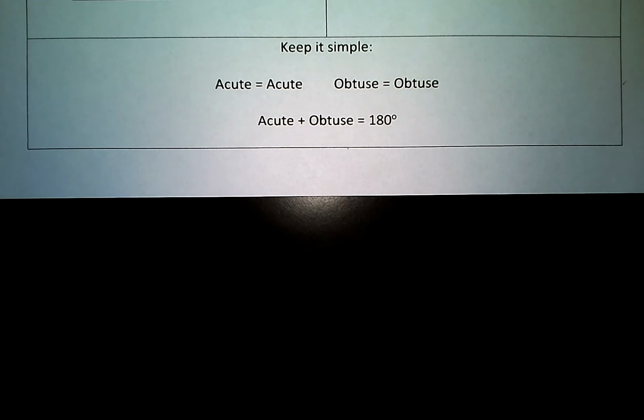To wrap it up, try to keep things simple. If there are two acute angles, they are equal to each other. If you're comparing two obtuse angles, they are also equal to each other. And if you're comparing one acute and one obtuse angle, they will have a sum of 180 degrees.